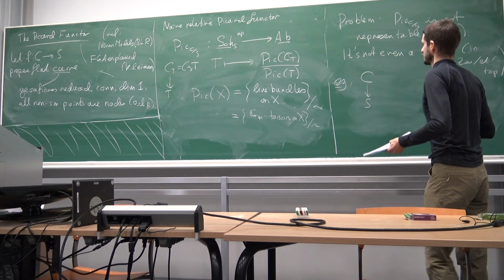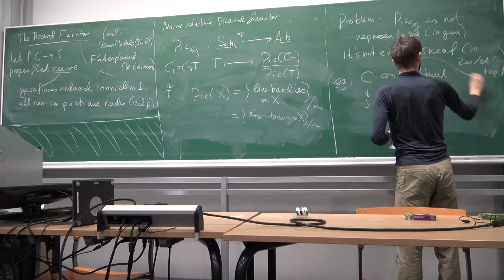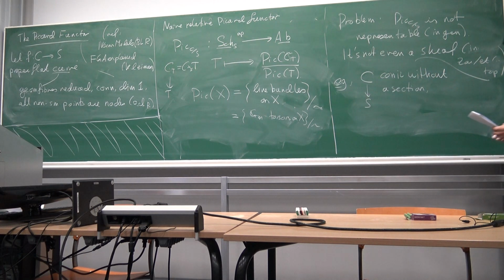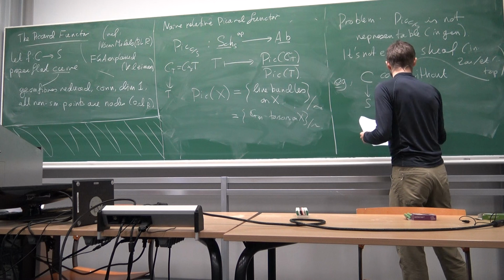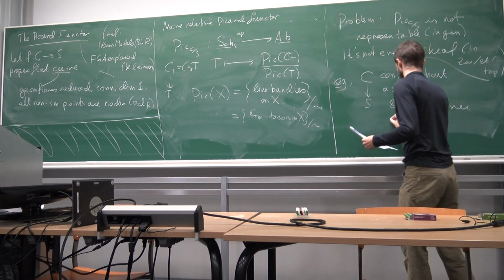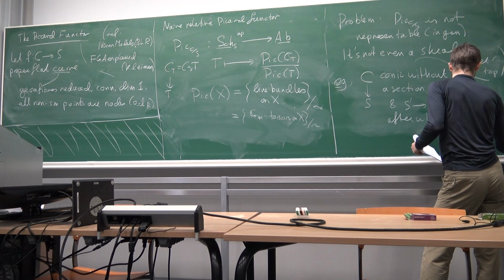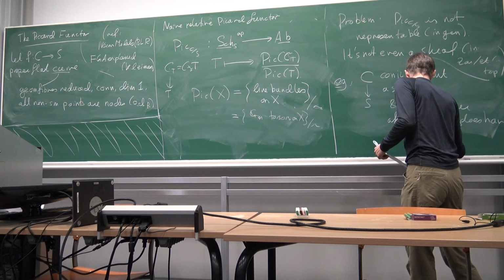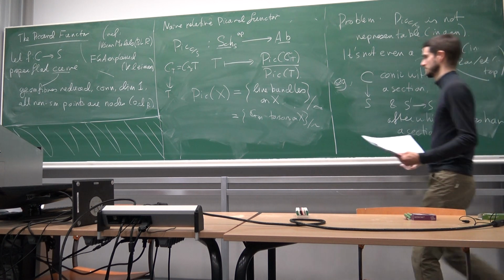The traditional case is to take C to S a conic without a section, and S prime to S a cover after which C does have a section. Well, C S prime does have a section. So when I say cover, I mean whichever topology you care about, it should be a cover in that topology.